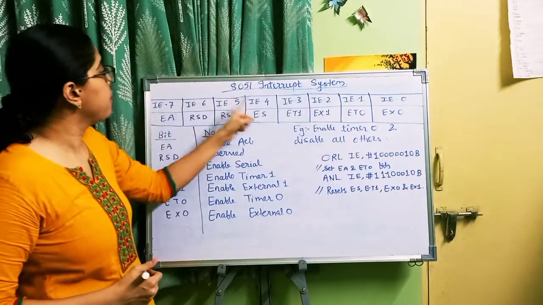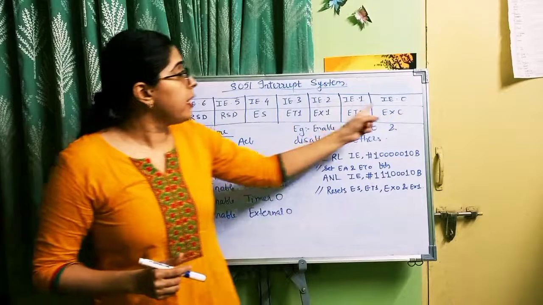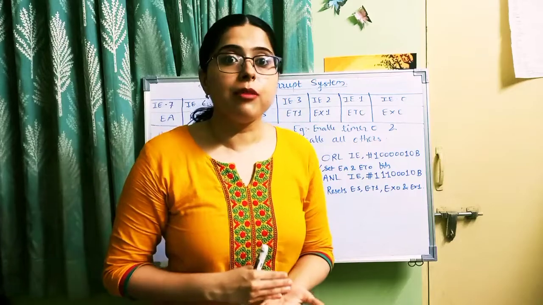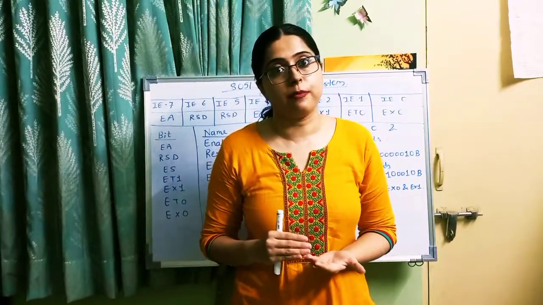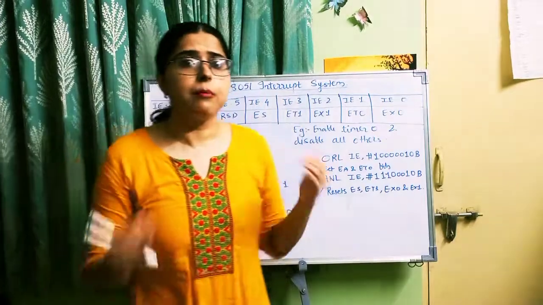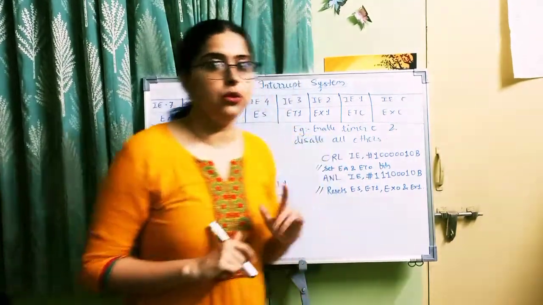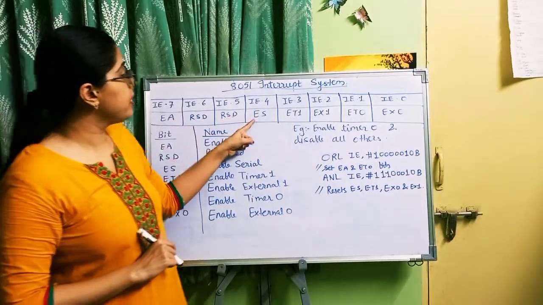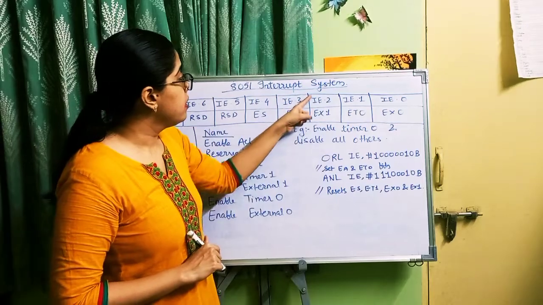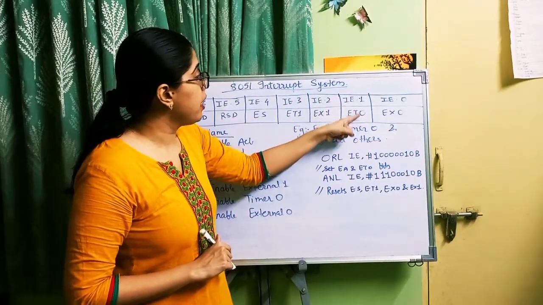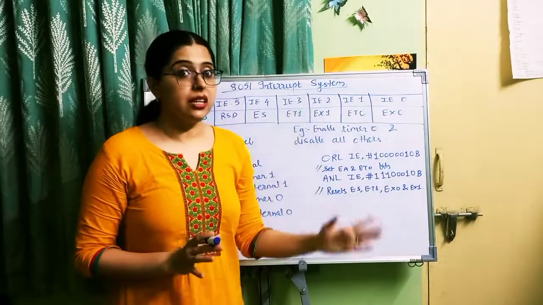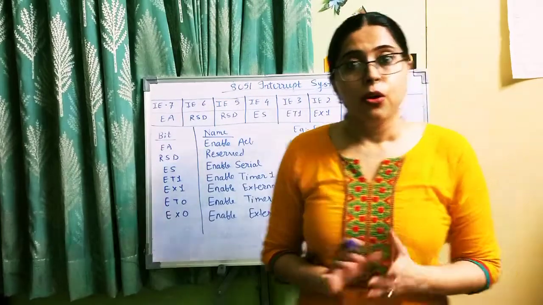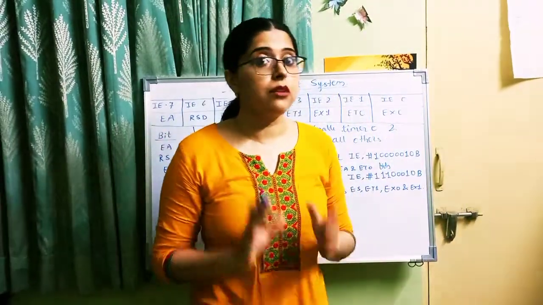IE7, IE6, 5, 4, 3, 2, 1, 0. These are the details of the interrupt enable register in 8051, and the interrupt enable register is a special function register. Let's see what the bits inside the interrupt enable register are: EA, RSD, RSD, then the fourth bit is ES, the third bit is ET1, the second bit is EX1, then ET0, and the zeroth bit is EX0. These are the bits of the interrupt enable register. Now we will study these bits in detail and their functionalities.